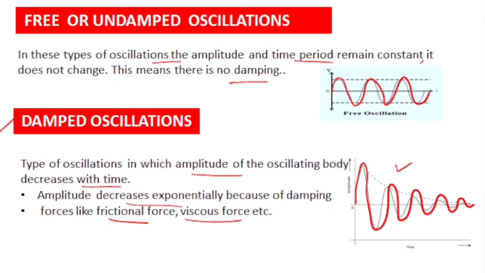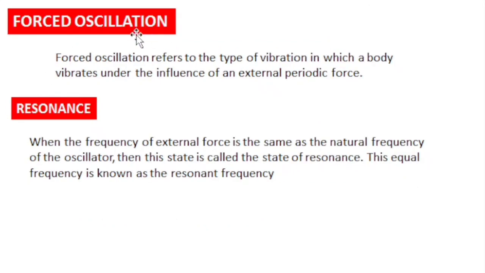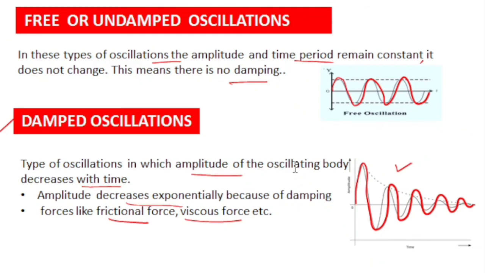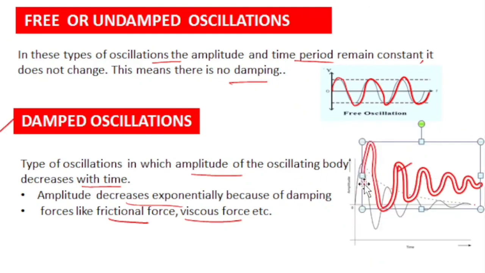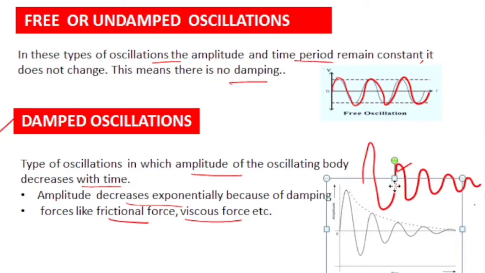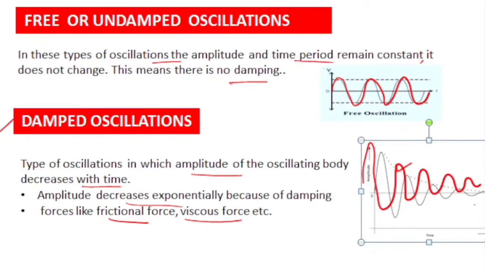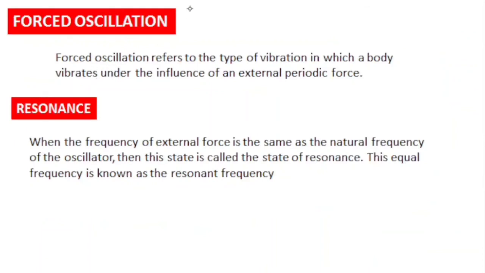Now one more type of oscillation, that is forced oscillation. What is this? When the damping force acts on the body, its amplitude starts decreasing with time, right? So to maintain its amplitude, we have to apply some external force. So forced oscillation refers to a type of oscillation or vibration in a body which vibrates under the influence of an external periodic force. This type of oscillation is called forced oscillation. It means when a body oscillates with the help of some external force with a frequency different from the natural frequency of the body, then the oscillations are called forced oscillation.